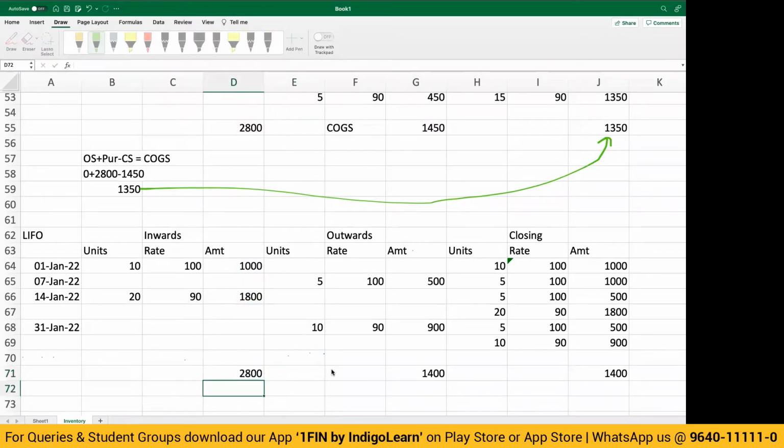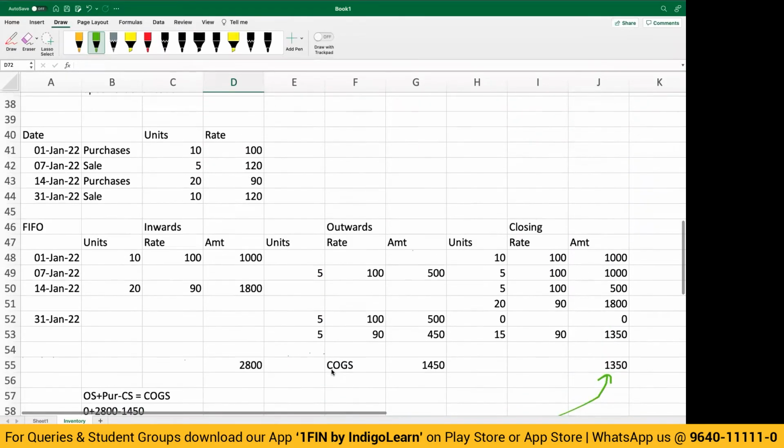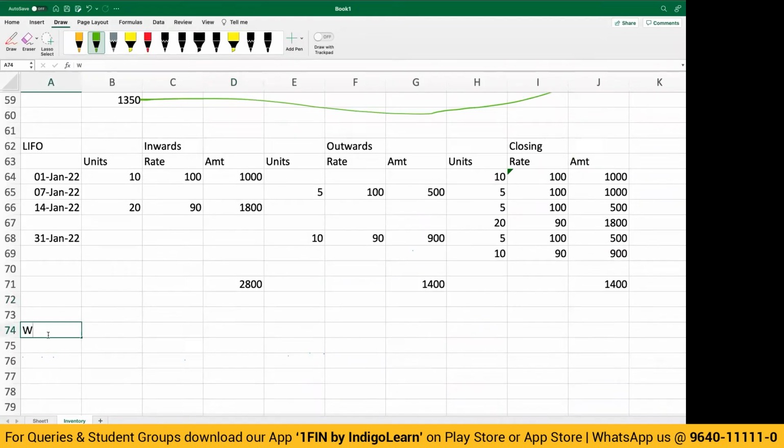Simple? Yes, sir. Okay. Then we have the other method, which is the weighted average method. In weighted average method, there are two kinds of methods tested in the examination. One is the running weighted average method or perpetual weighted average method. The other one is periodic weighted average method. If they don't mention anything in the question, you have to use the perpetual weighted average method. Are we clear? Yes, sir. Perpetual means after every entry, you will update the weighted average rate.